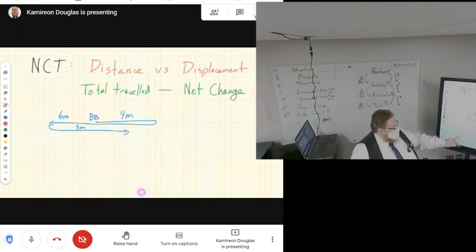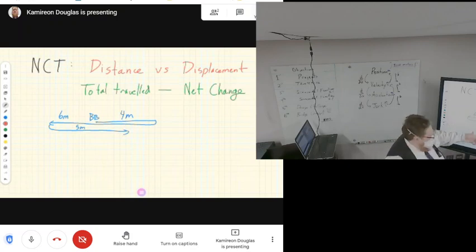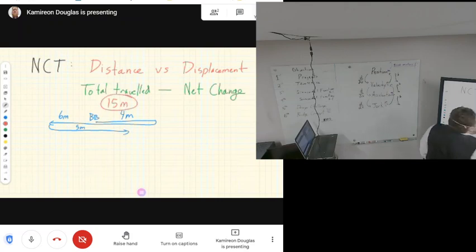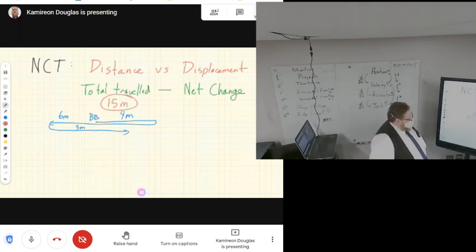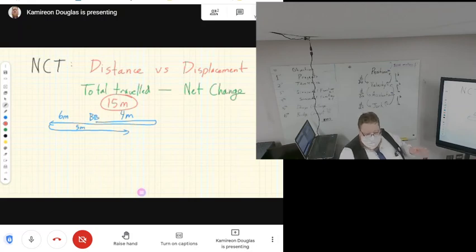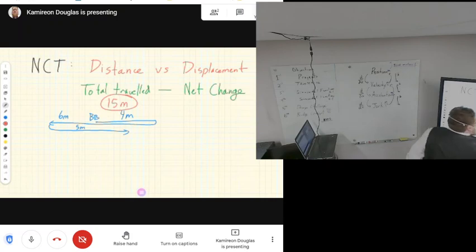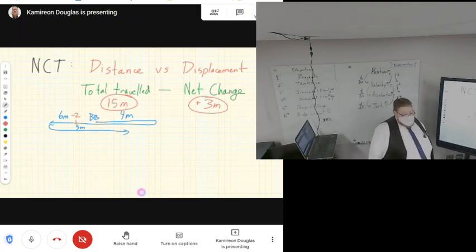The distance traveled will be the sum of these 3 numbers. So 4 plus 6 plus 5. So in this case, we get 15 meters. The displacement would be the net change from the starting place to where they finished. So in this case, they started with 4 forward, they went back 6, so now they're currently at what we could think of as -2. Then they went forward 5, meaning they end up at a positive 3 meters. Big difference between those two numbers.